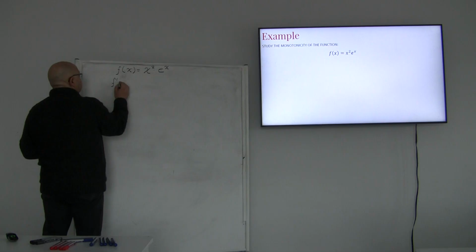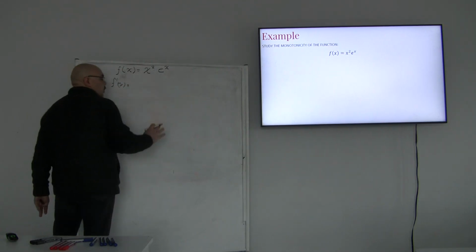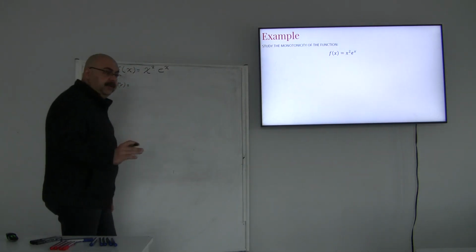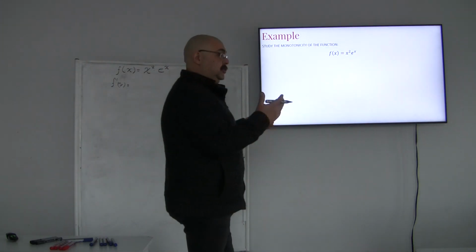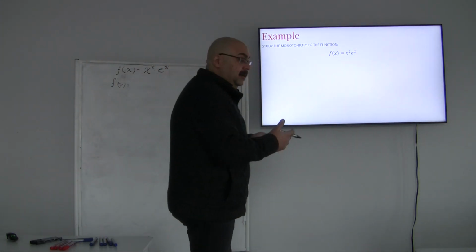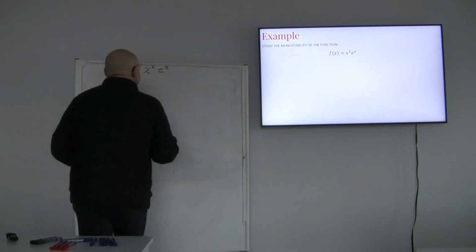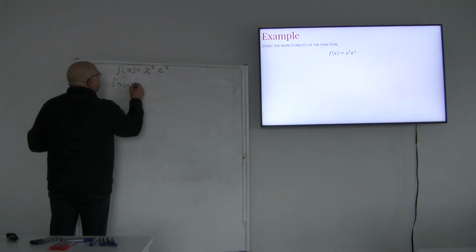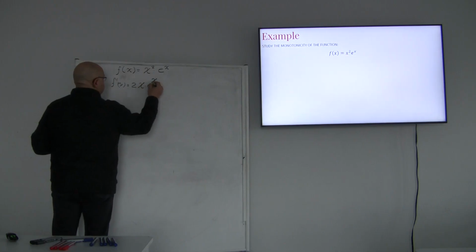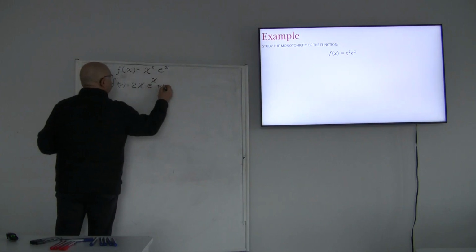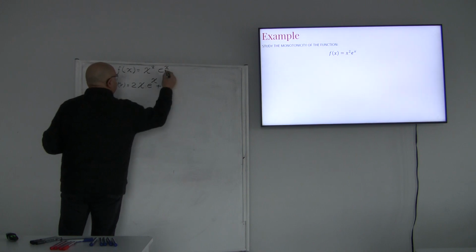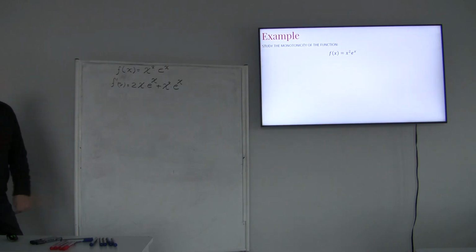So f'(x) is going to equal, those are two functions multiplied by each other. So once we take the derivative, we take the derivative of the first function times the second, and then vice versa. So it's going to be differentiating x squared, which is going to be 2x times e to the power of x, plus the first part, which is going to be x squared times e to the power of x. This is for the first step.